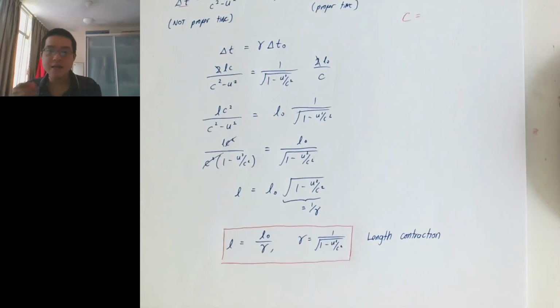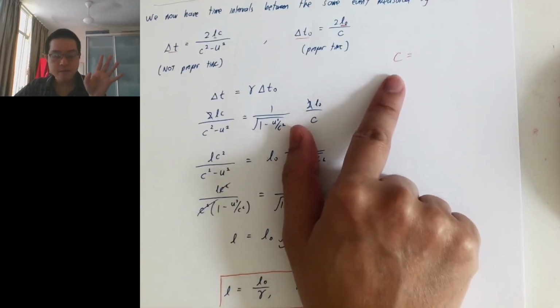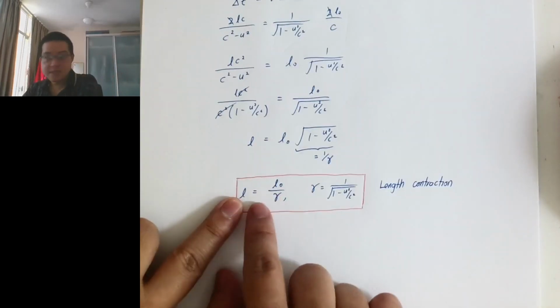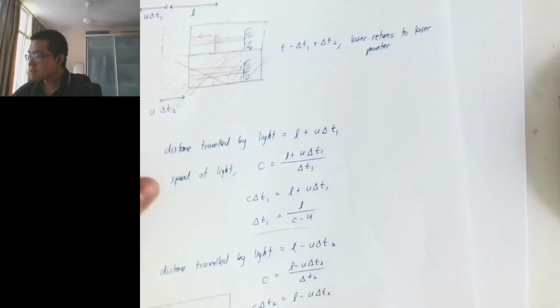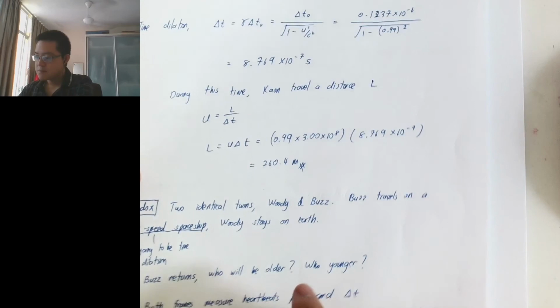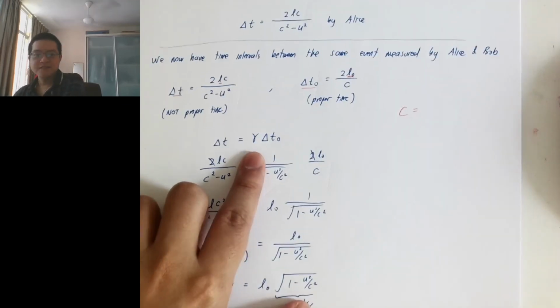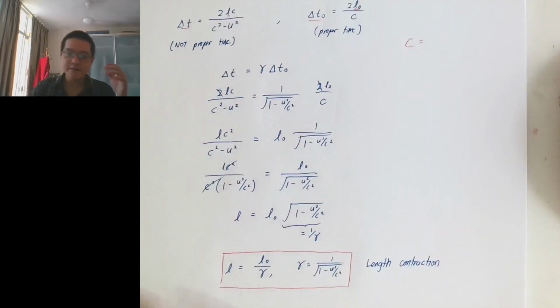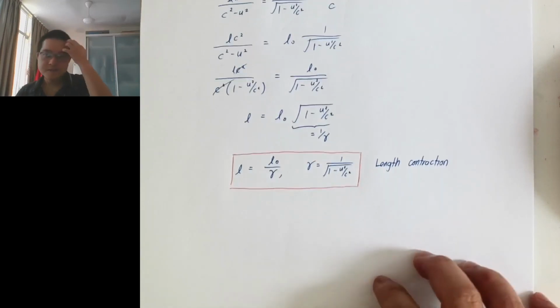Okay, so the lesson that we learn is that Alice and Bob measure the same speed, but the lengths they measure are different. The times they measure are also different. Actually, the time dilation formula is here. So the time measured by Alice is different, and the time measured by Bob is also different.